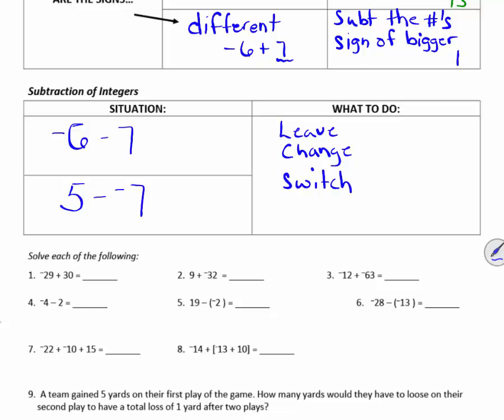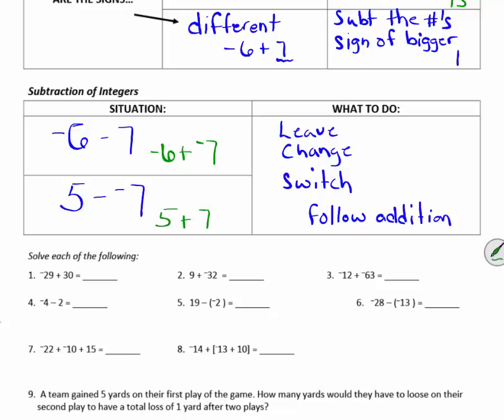All right, well, what does that look like? If I had to rewrite this one, we leave the first, we change it to addition, and we switch it to its opposite. Now it becomes an addition problem. So I'm going to follow addition. For the second problem, we leave the first, change it to addition, switch it to its opposite. Now it's 5 plus 7.